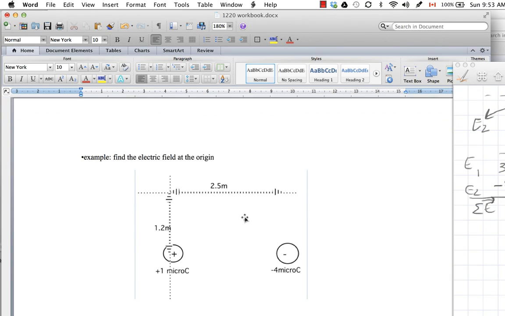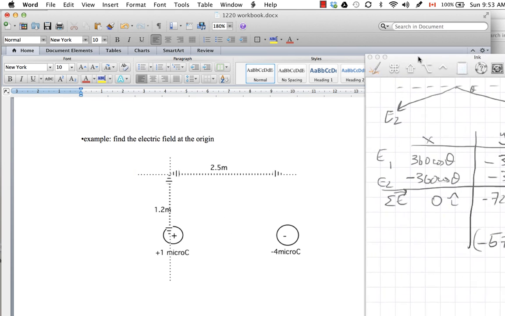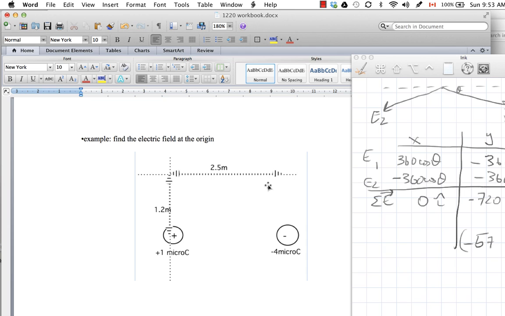Now for this next problem, you want to find the electric field at the origin due to these two charges. You'll again have to add two vectors. There's a little bit more work involved here. I'm going to suggest that you stop the video, try doing this problem on your own in pencil, and then when you're finished, you can play through the rest of this video for a solution.